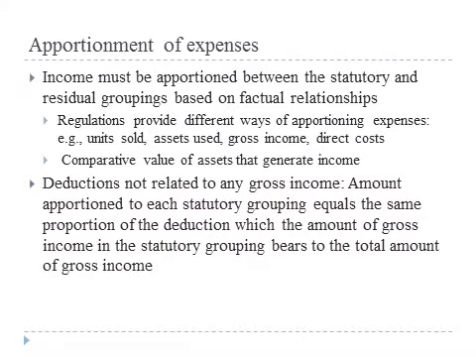Where deductions are not definitely related to any gross income, the deduction must be apportioned ratably between the statutory grouping of gross income and the residual grouping. The amount apportioned to each statutory grouping must be equal to the same proportion of the deduction which the amount of gross income in the statutory grouping bears to the total amount of gross income.